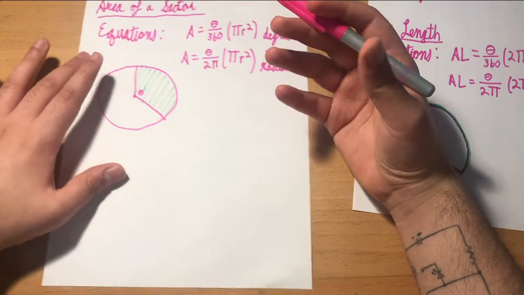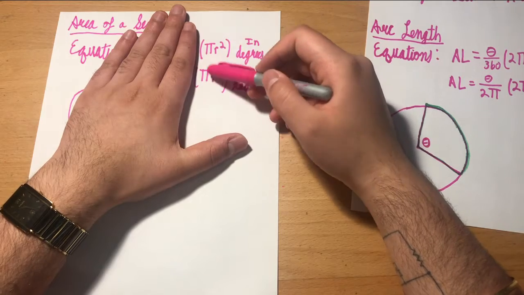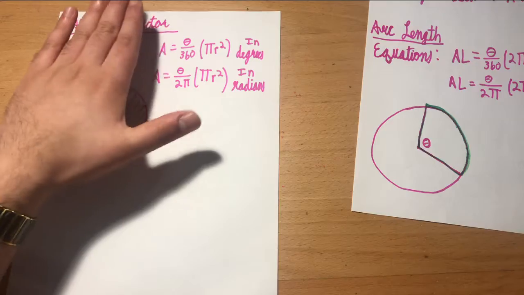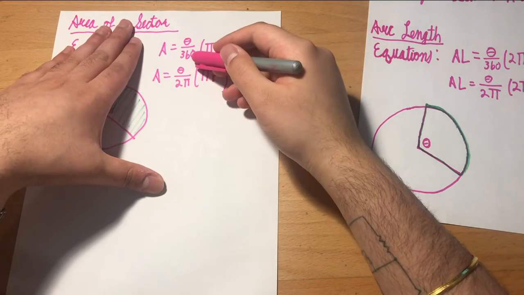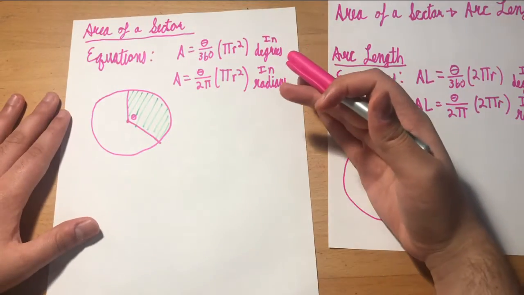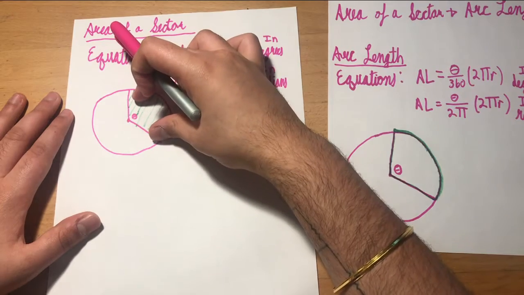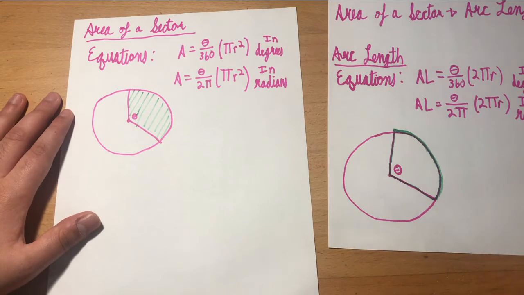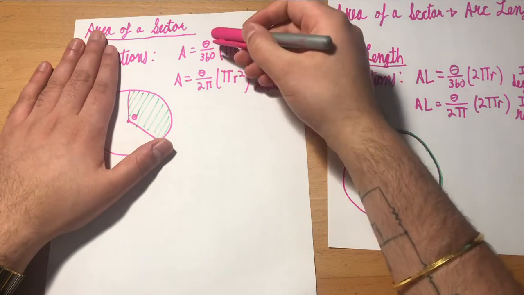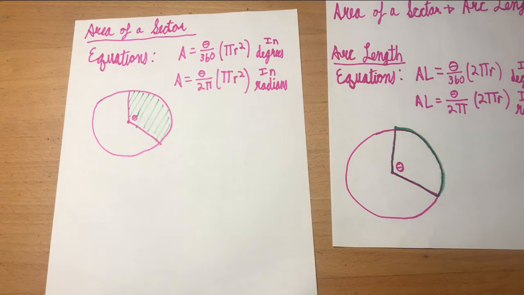You might have noticed that the equations up here contain the equation for the area of a full circle. Then we're multiplying it by a specific fraction, the same kind of fraction, where we're looking for a percentage of the area. We're not looking for the area of everything, just the area of this part. How large is that part? What portion of the circle is that small sector? Well, it's theta over 360 or theta over 2 pi.